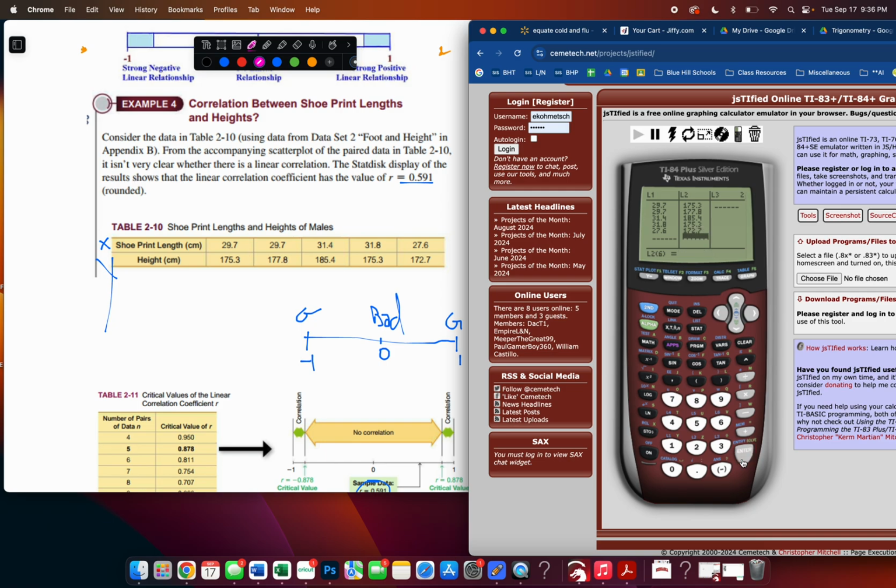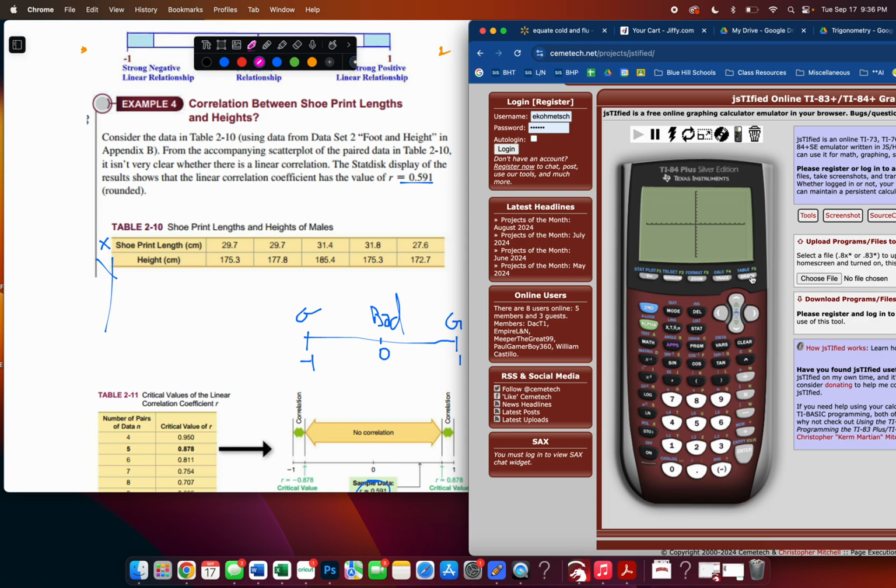I'm getting blind though, so I've got to really hold the computer screen up to me. That looks okay, I think. All right, so all my data is in there on L1 and L2. Okay, now what I want to do first is let's graph this data and see what it looks like. So I'm going to just hit the graph button.